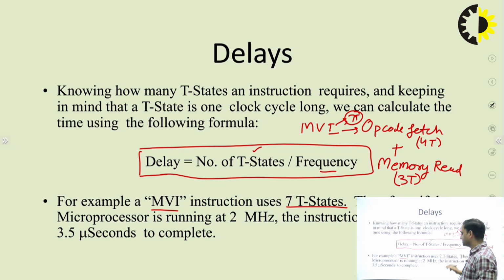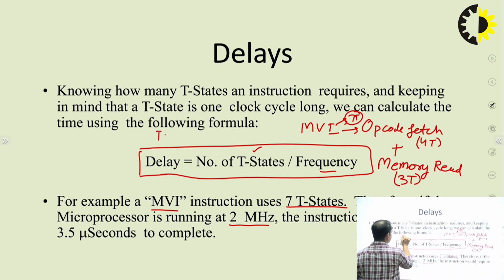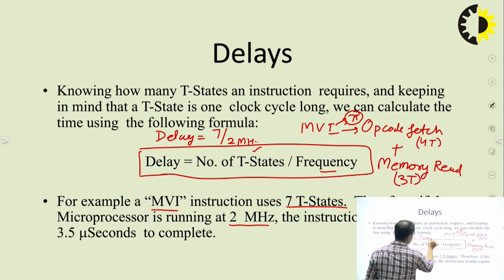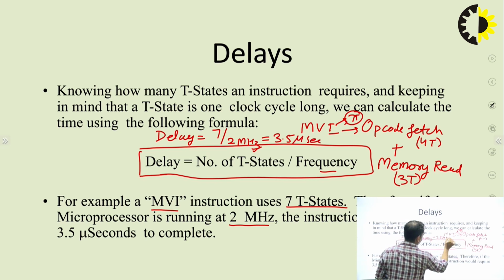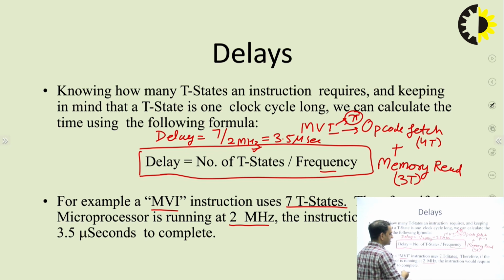Then we have the frequency, which, as we said, is specific for any microprocessor. For the 8085, here we are using 2 megahertz of frequency. In that case, the instruction would require 3.5 microseconds to complete. This is a very simple calculation: the delay is the number of T states, 7, divided by the 2 megahertz frequency. When we calculate that, the value is 3.5 microseconds, so the MVI instruction takes 3.5 microseconds to execute.